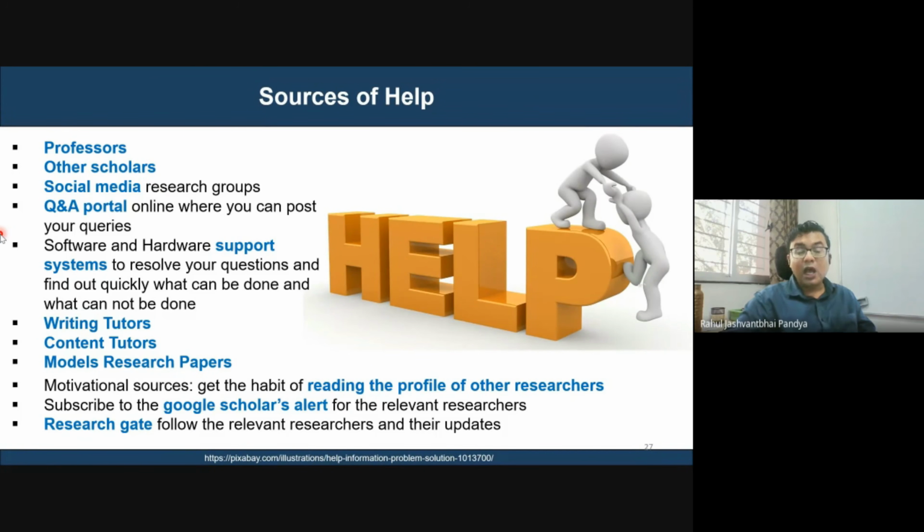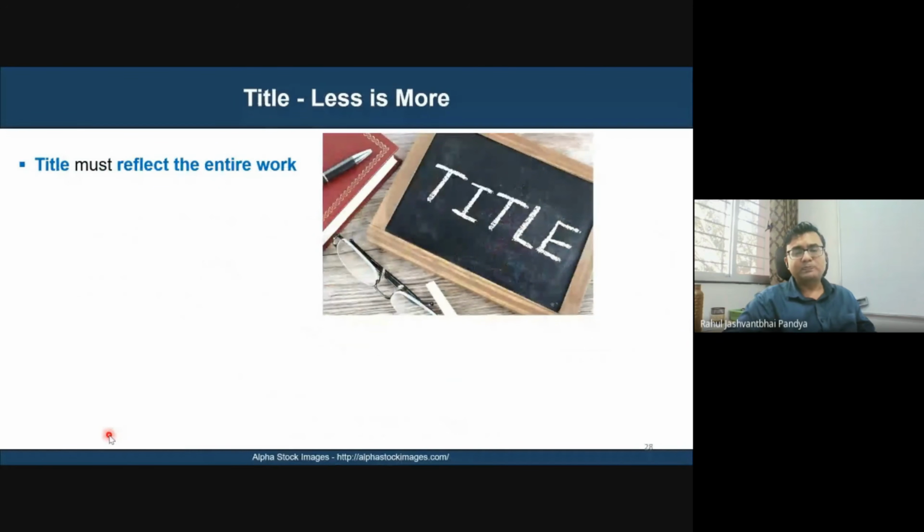That's the idea. ResearchGate is also an excellent platform to follow relevant researchers for their updates, right? So this is also an excellent platform which we can follow. Once these things are done, we start with the title.